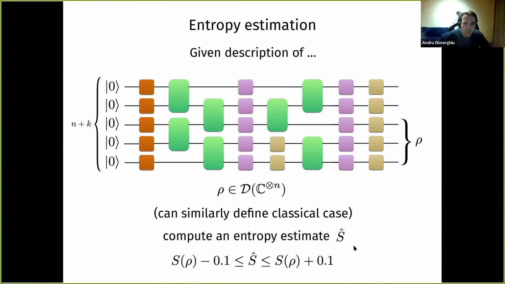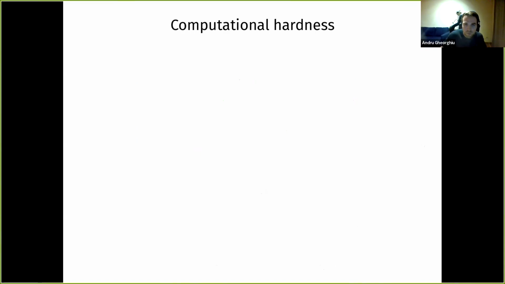Specifically, let's say that we're interested in an additive error entropy estimate to within some fixed small constant, say 0.1. The constant here is arbitrary. It can be whatever you like. But for concreteness, let's just say 0.1.